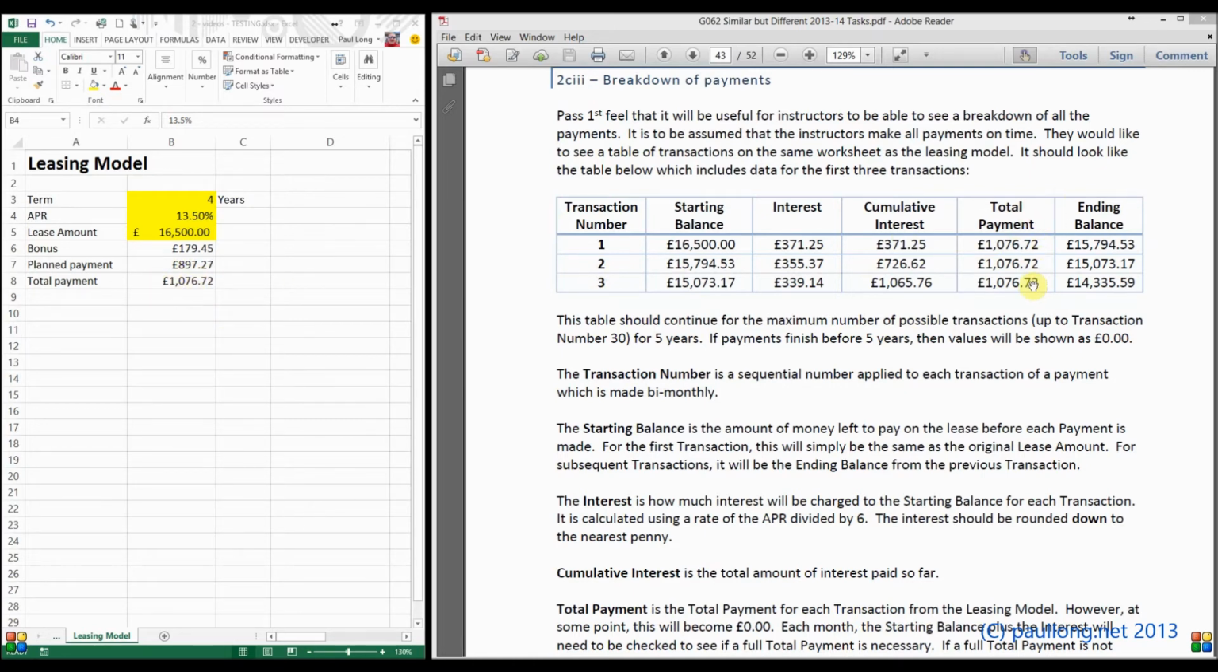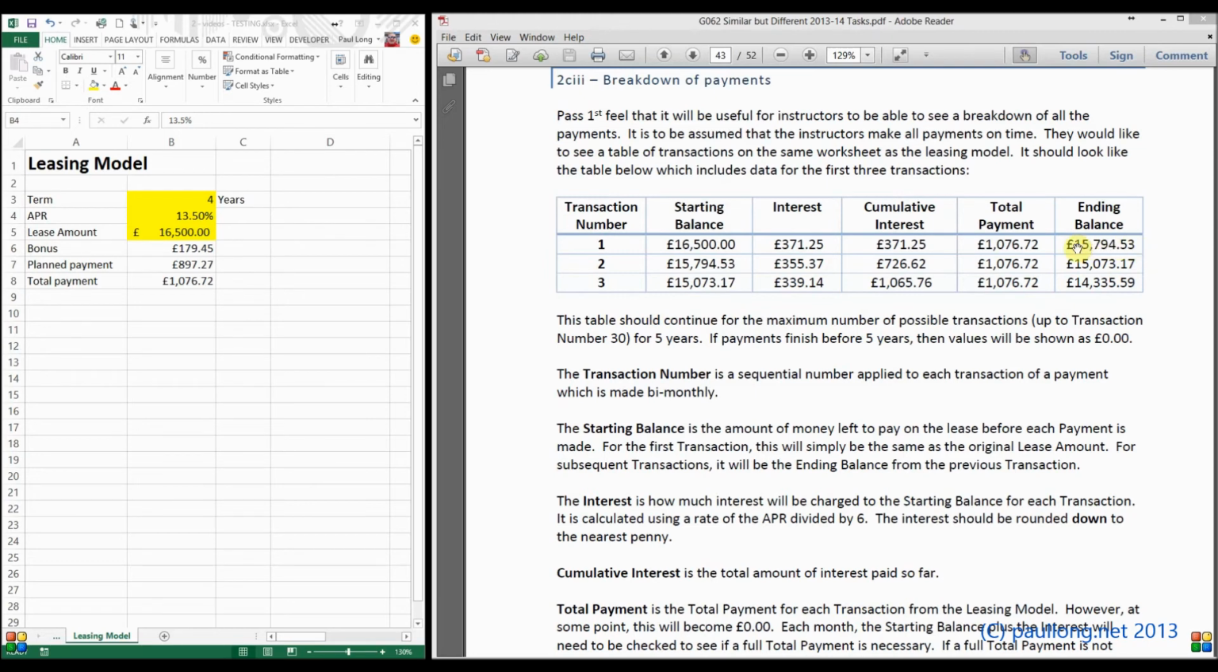But there will come a time when the total payment is more than what needs to be paid. Now what needs to be paid is the starting balance plus the interest. When that becomes the case, we won't be paying the total payment anymore. What we'll be paying instead is just the sum of the starting balance and the interest, and that will tell us how much is left to pay, and that will be the final payment. The ending balance will become 0 and all other figures after that will be 0.